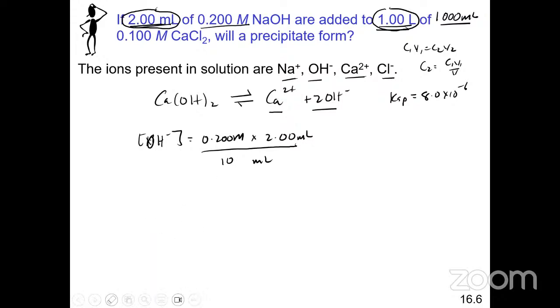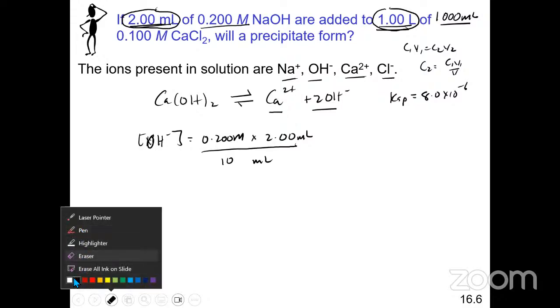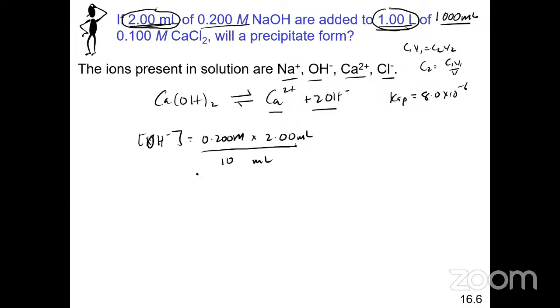That should be 1,002 milliliters. All right, so 1,002 milliliters. So let's see what that gives. That gives 0.2 times 2 divided by 1,002. So according to my calculation, this works out to equal 3.99 times 10 to the minus 4 M.